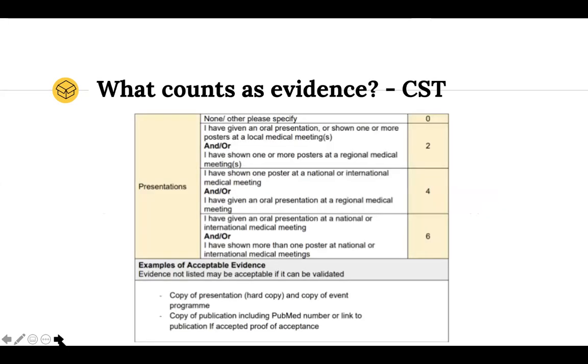Okay. So in terms of core surgical training, what counts as evidence? They have said that a hard copy of your presentation would be sufficient, as well as a copy of the event program, because the event program would likely have your name on it. And in terms of publications, you should include your PubMed number or a link to your publication if it has been accepted. If your paper is in the process of being reviewed or hasn't been accepted yet, you could also submit the email to show that you have sent it to a journal and it's awaiting review.